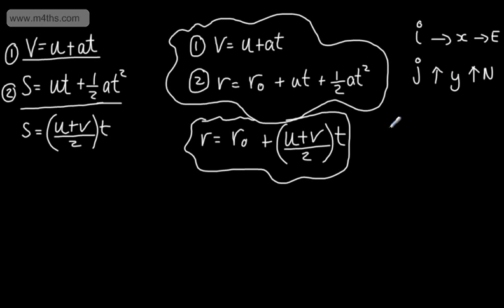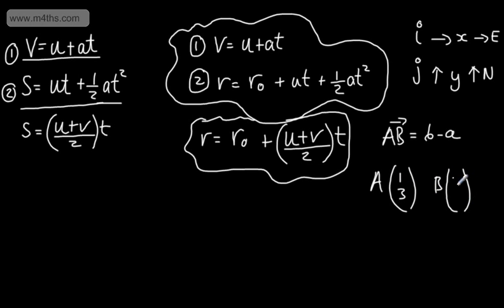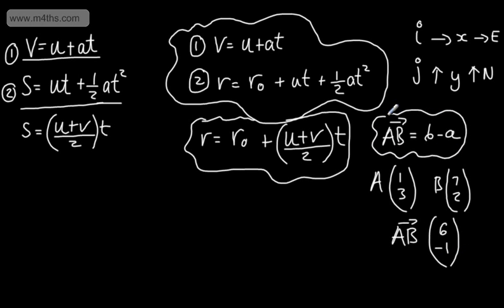We can also say the vector AB is going to be equal to B minus A. So for example, if I had some point A in column form, let's say (1, 3), and B was (7, 2), we could say the vector AB is going to be 7 minus 1, which gives us 6, and then 2 minus 3, which is negative 1. So this is another thing we can employ if we need to.